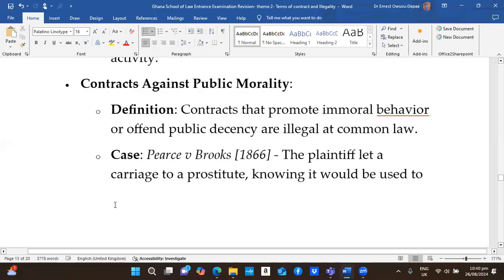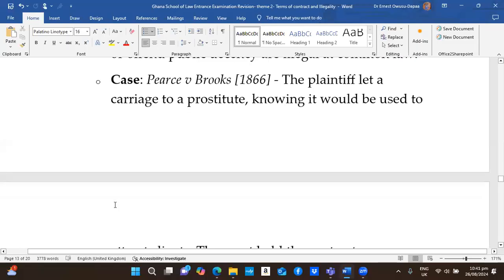We also have contract against public morality, as you know. A typical example which comes to mind is a contract which encourages immoral behavior. You can think of, in Ghana, for example, we haven't legalized prostitution. So if there's any contract in that context, that is contrary to public policy because it is against public morality. Remember the well-known case of Pierce against Brooks.